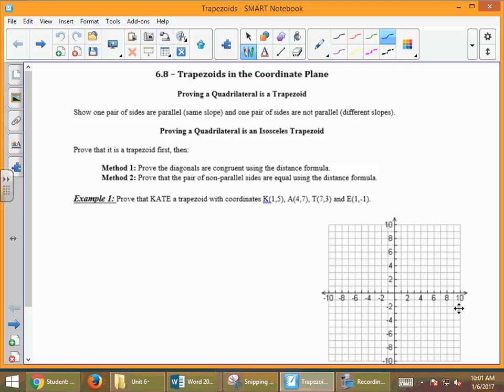Okay, so let's plot these points. We'll plot (1, 5), (4, 7), (7, 3), and (1, -1).